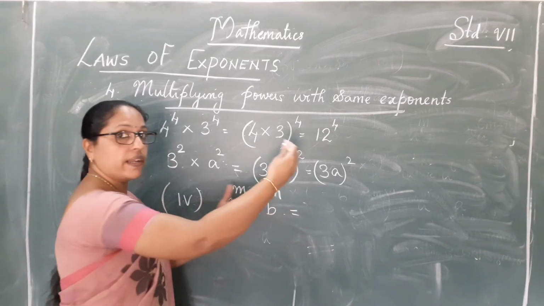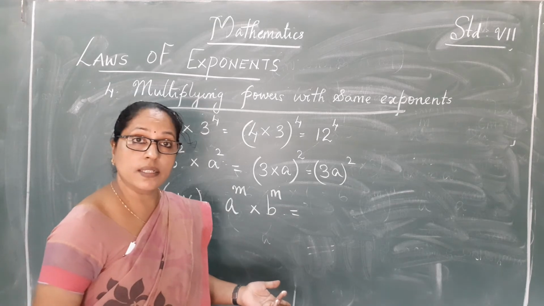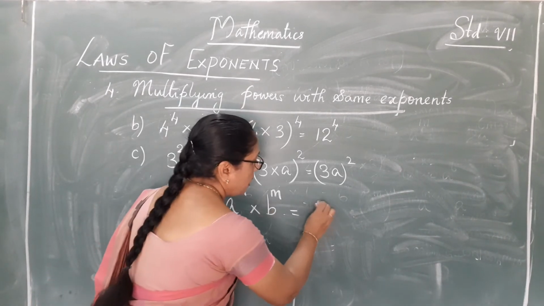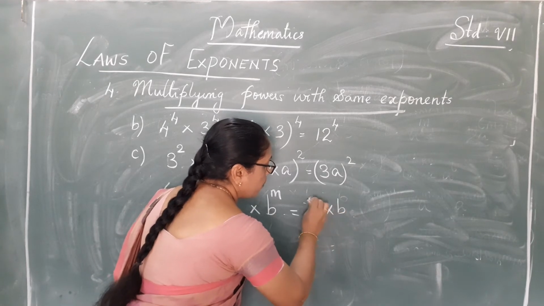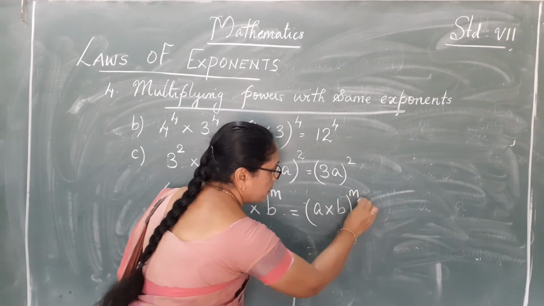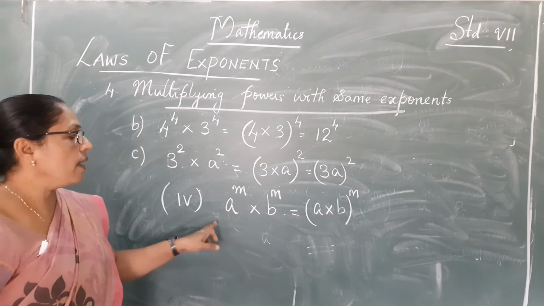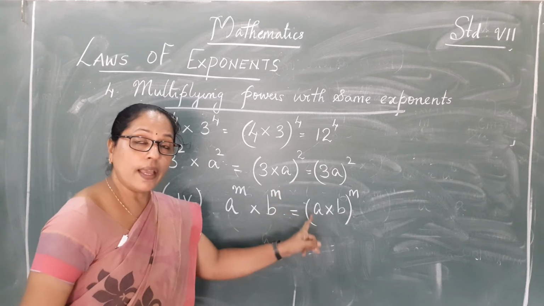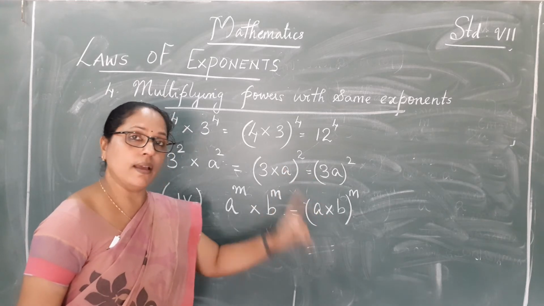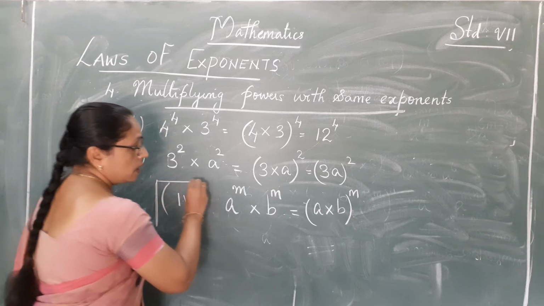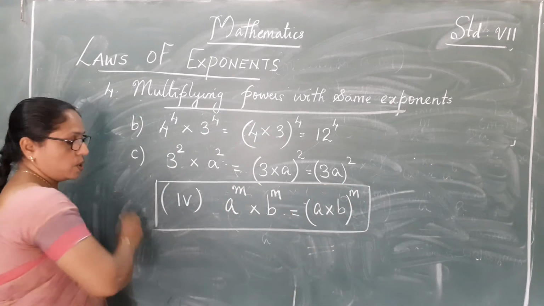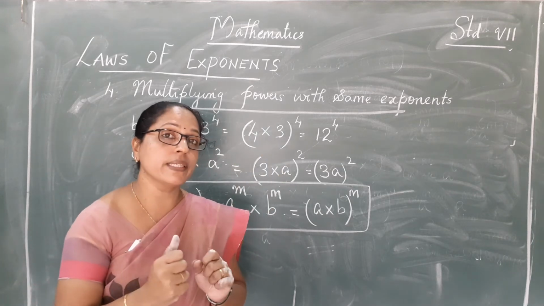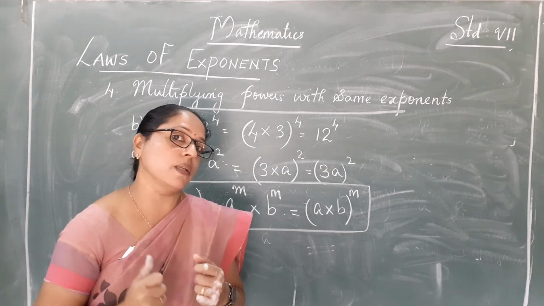Now tell me, how do you write the answer? Yes, that is multiply the base. That is a into b and put the common power. Okay. So a raised to m into b raised to m is equal to a into b the whole raised to m. So you have to learn all these laws thoroughly to do the problems. When we have the laws in our mind, as we see the question, immediately we will be able to catch the question and able to do it.